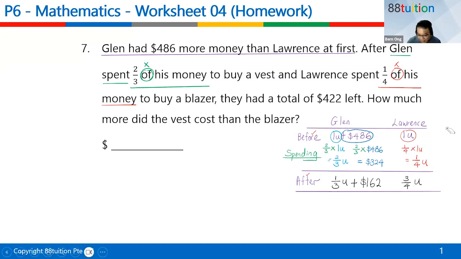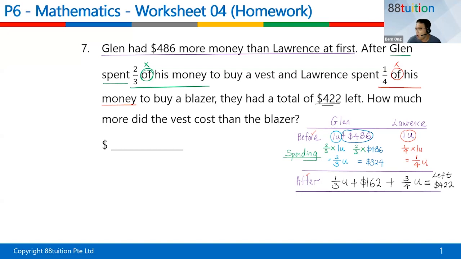Why do I need to find the after? Because after means what? After means what they are left with, right? And the clue is that there is $422 left. So all the black color represents the $422. Can you see or not?